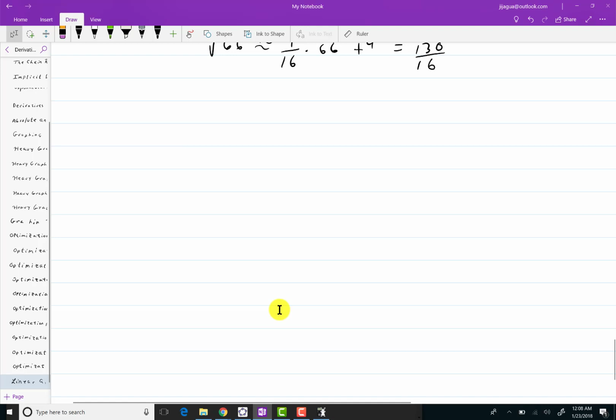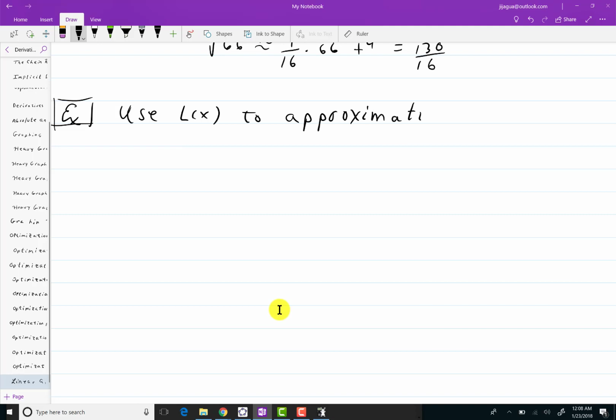Let's try another one. Use L of x to approximate, let's do the cubed root of 85. Is that a good one? Nope, that's not a good one actually. Do the fourth root of 85.